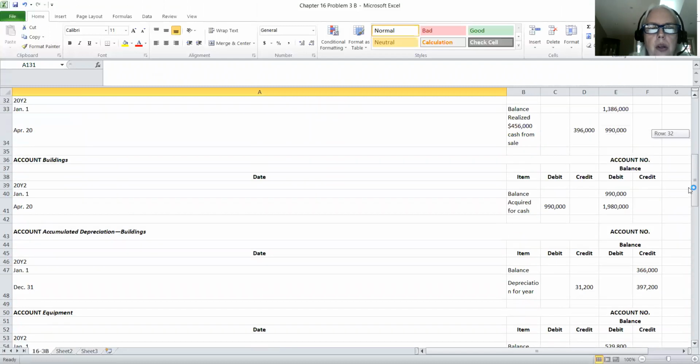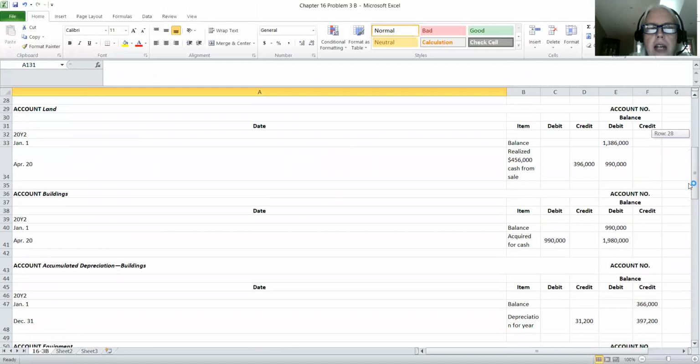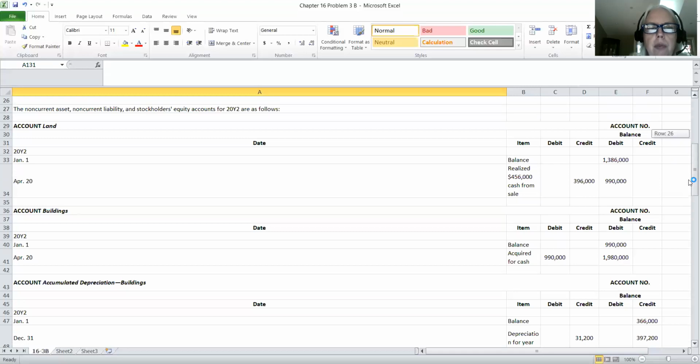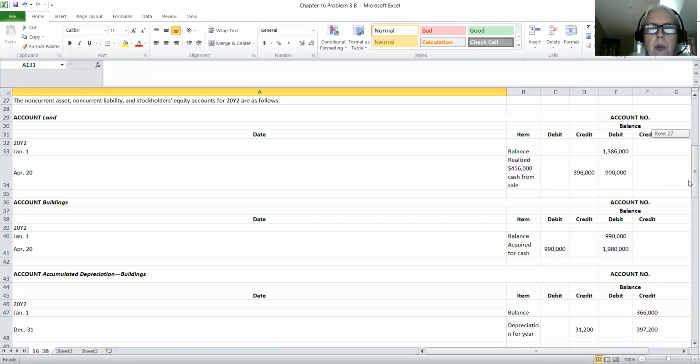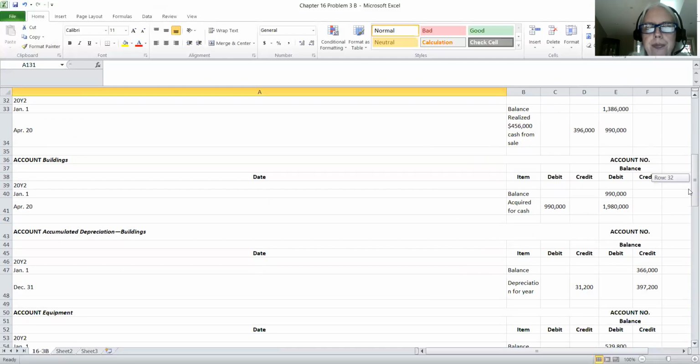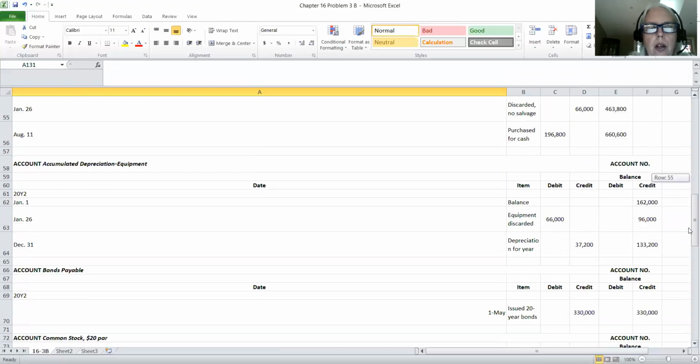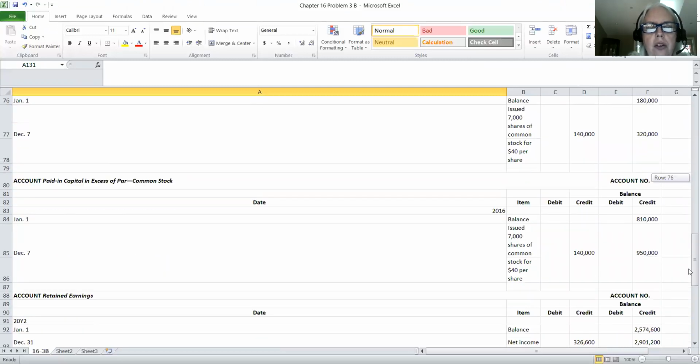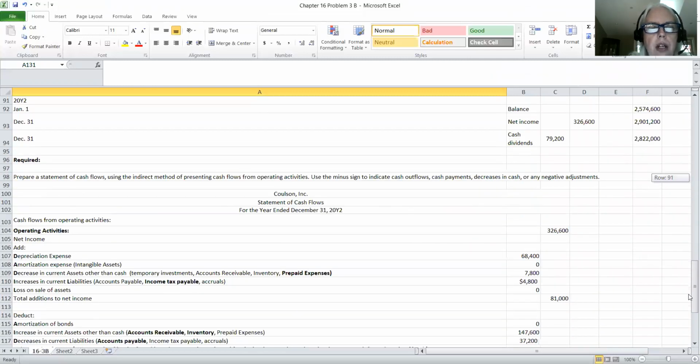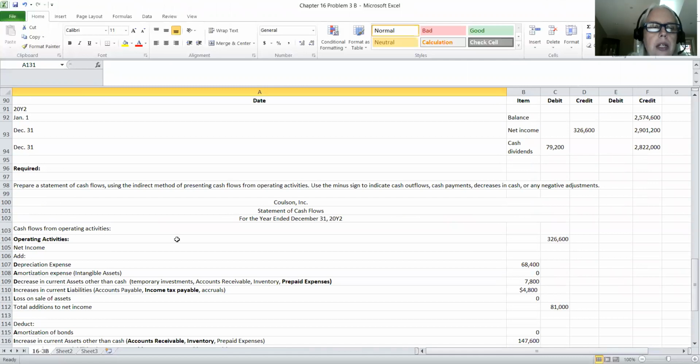Normally, our step two is to create journal entries from additional information. In this problem, you do not have to recreate the journal entries. They've already created them for you in each one of the ledger accounts and have posted the journal entries to the ledger accounts. So we're going to start the statement of cash flows like we normally do.